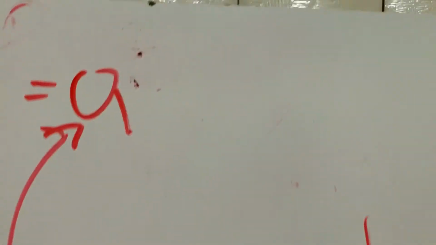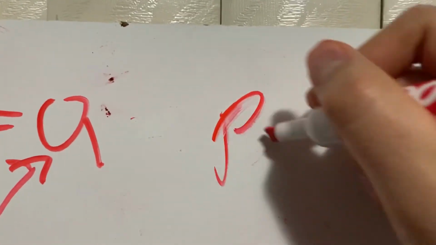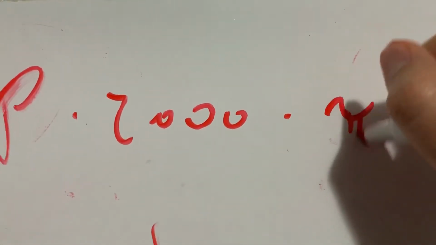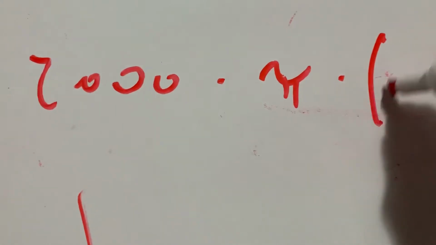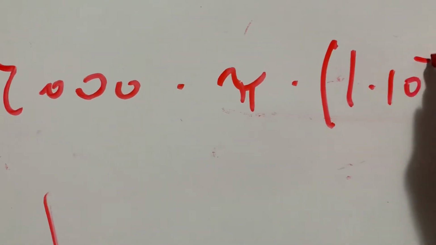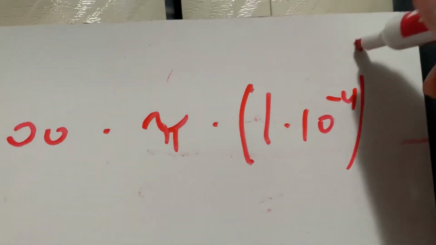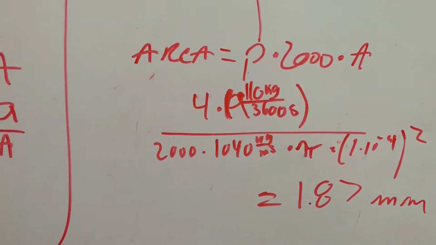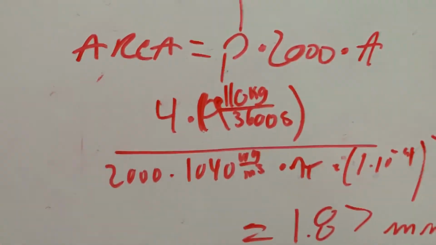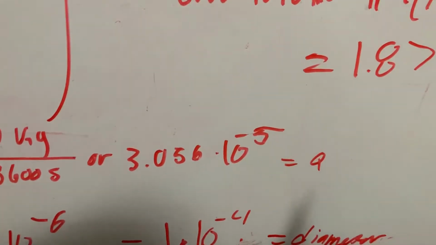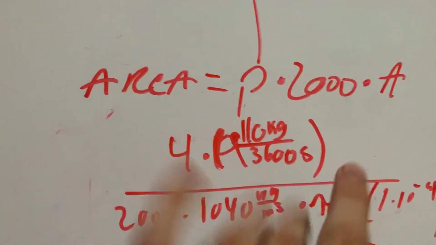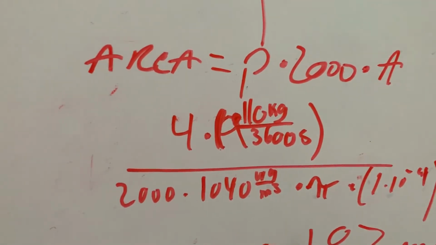So let me just make this a little bit clear real quick. So the density times 2,000 times pi times 1 times 10 to the negative 4th, which is converted, squared. So you're going to do this. You could put 3.056 times 10 to the negative 5th up there if you want, but I just think it's easier to read it like this. I don't know, that's just me.